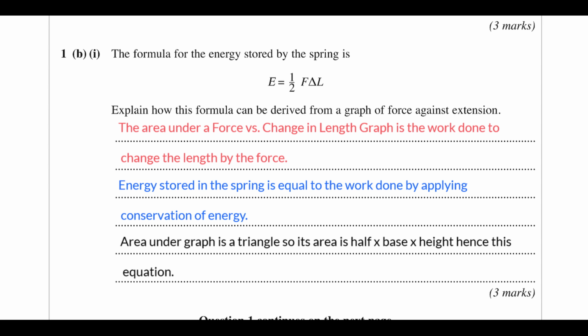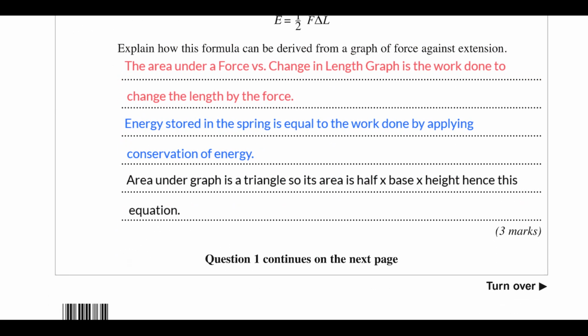Alright, so I've broken it into three colours based on what I think the three marks will be. So the first thing is that the area under a force versus change in length graph is the work done to change that length. A lot of people think that the area under the graph is equal to the energy stored. That's not quite correct. So it's essentially area under a force versus displacement graph is work done. And then if we assume all of the work is transferred into stored energy, that's when we equate it to stored energy, but very often there'll be some waste in causing permanent deformations, those kind of things. So then the final one is, well, the area is a triangle, so its area is half base times height, and that's where this equation comes from. Okay, so that's that one there.